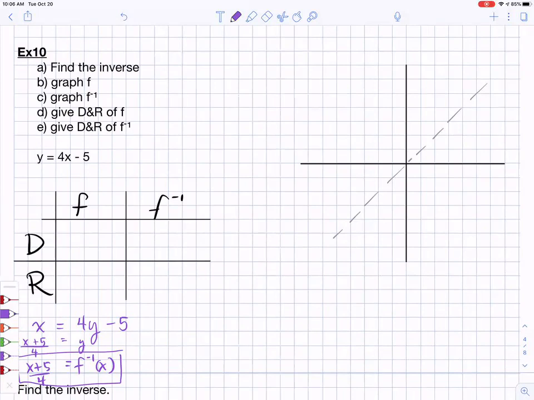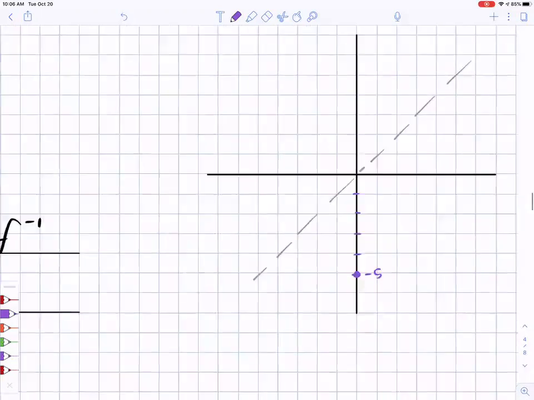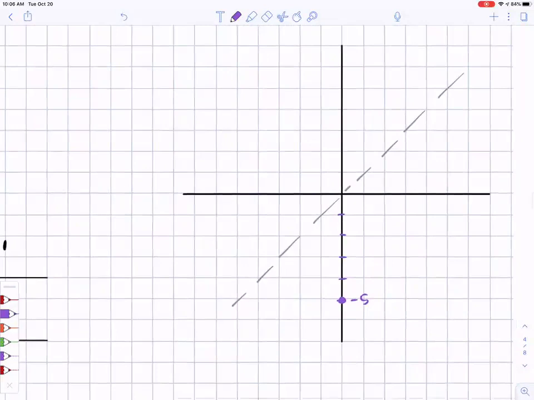So where's my y intercept on the original equation? Yep, 1, 2, 3, 4, 5. And what's the slope on the original equation? 4. Yeah, and usually slope is a fraction, a rise over run, so we would say it's 4 over 1. So from the y-intercept, we're going to rise 4 and run to the right 1. So go up 4, 1, 2, 3, 4, run 1 to the right.